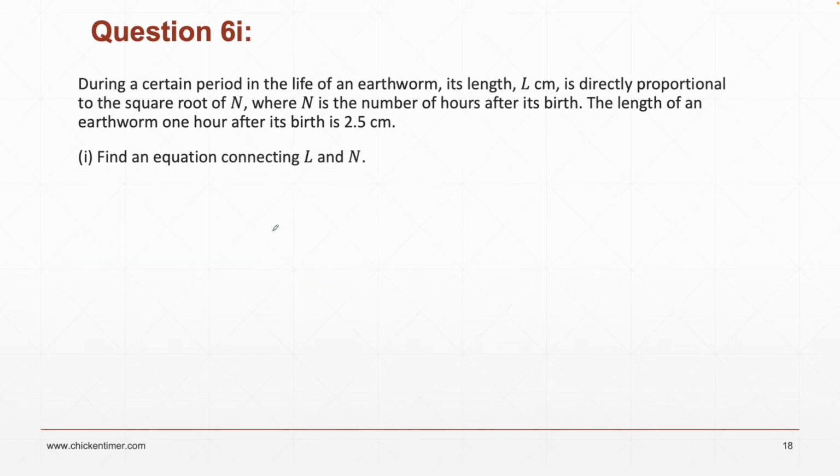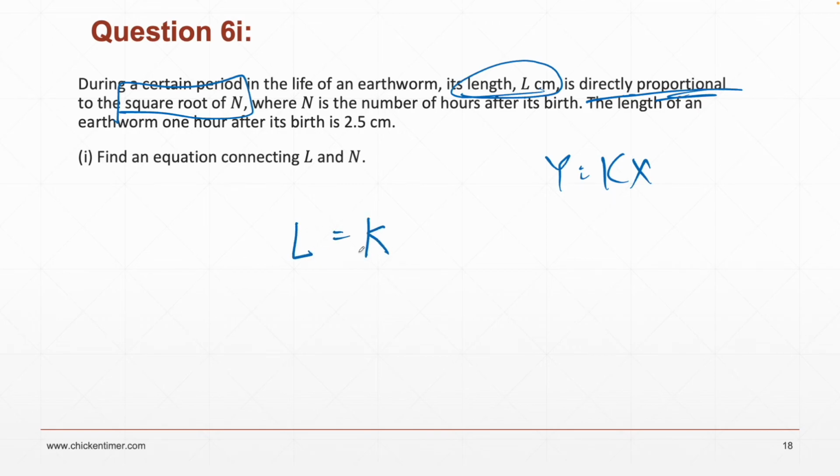So the next question is similar, but you look at the question here. What you have to be very wary about is what is written in words. They say during a period in the life of an earthworm, its length L is directly proportional to the square root of n. So it's not the same as y equals kx, or you have to first write y equals kx out, and then after that you do this. The length is directly proportional to the square root of n. So you alter the equation a bit based on what is given by the question in words.